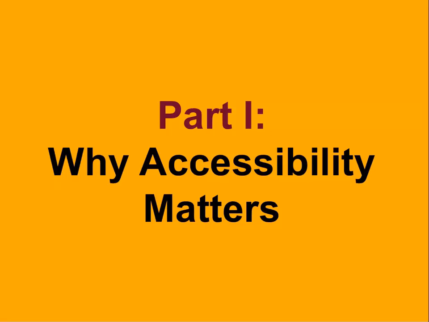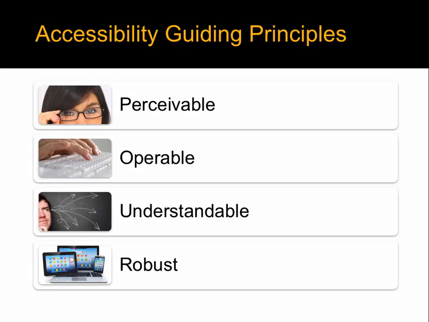So one of the reasons we talk about why accessibility matters is because people don't really realize that it's not a matter of thinking about laws and rules. It's really more a matter of thinking about the content you create and how you get it to the people who want to learn from you. Our accessibility guiding principles are that content be perceivable, operable, understandable, and robust.